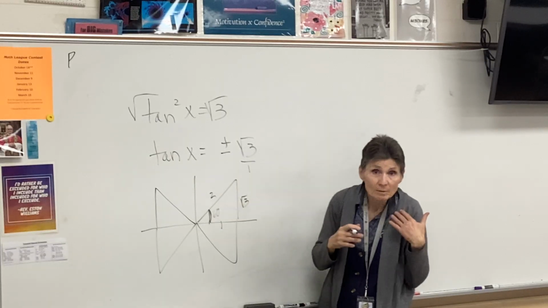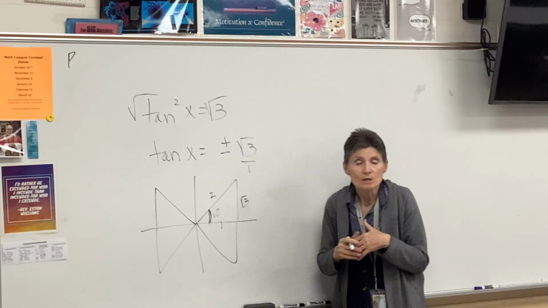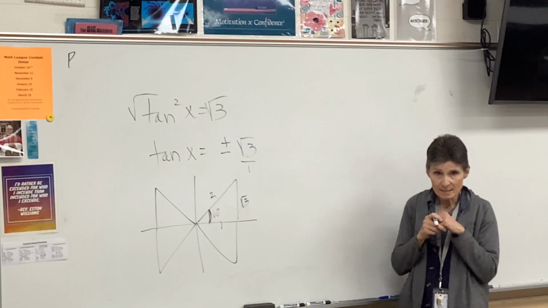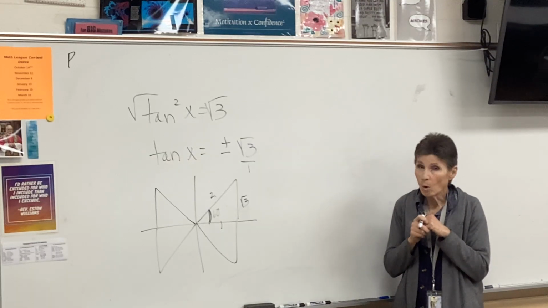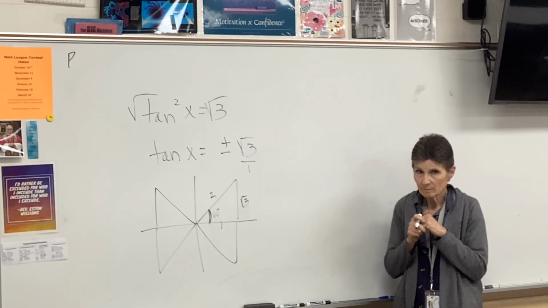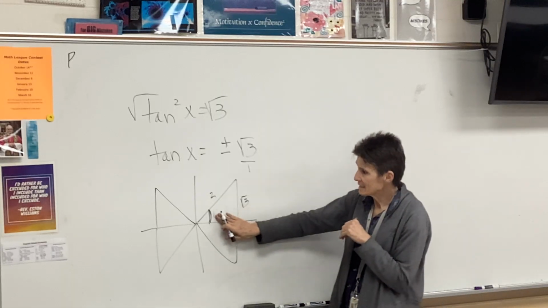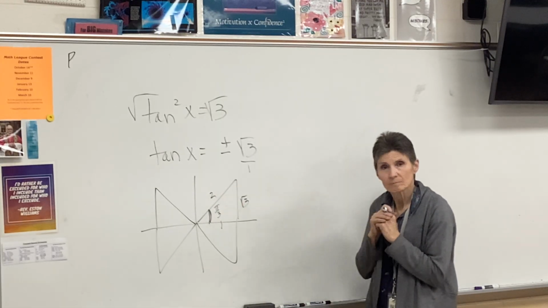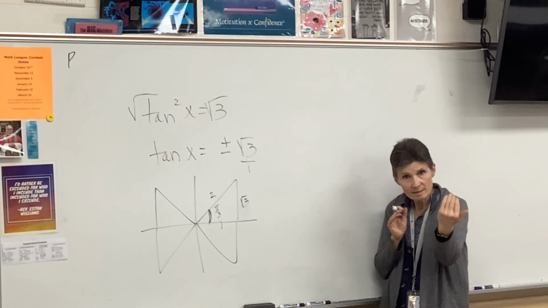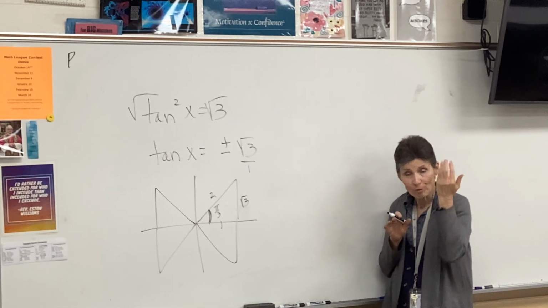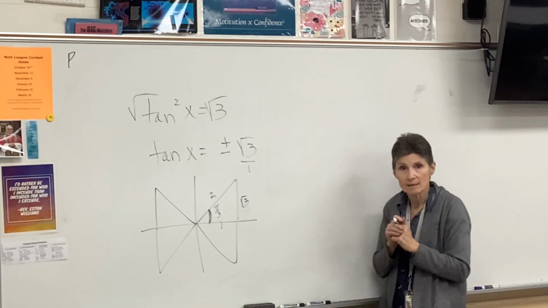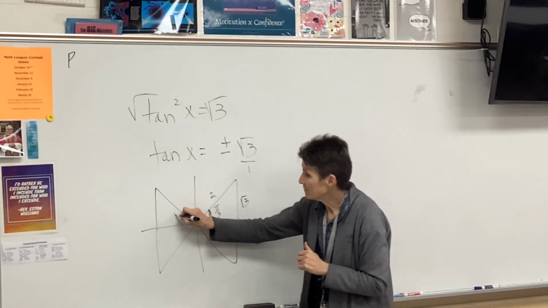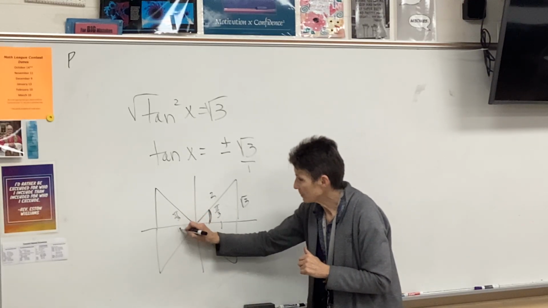Now, here's the problem. I have to be in radians. So I remember that 60 is 180 divided by 3. So instead of 60, I'm going to call this pi over 3. Pi is 180. A third of 180 is 60. Now, all of these angles, then, are pi over 3.